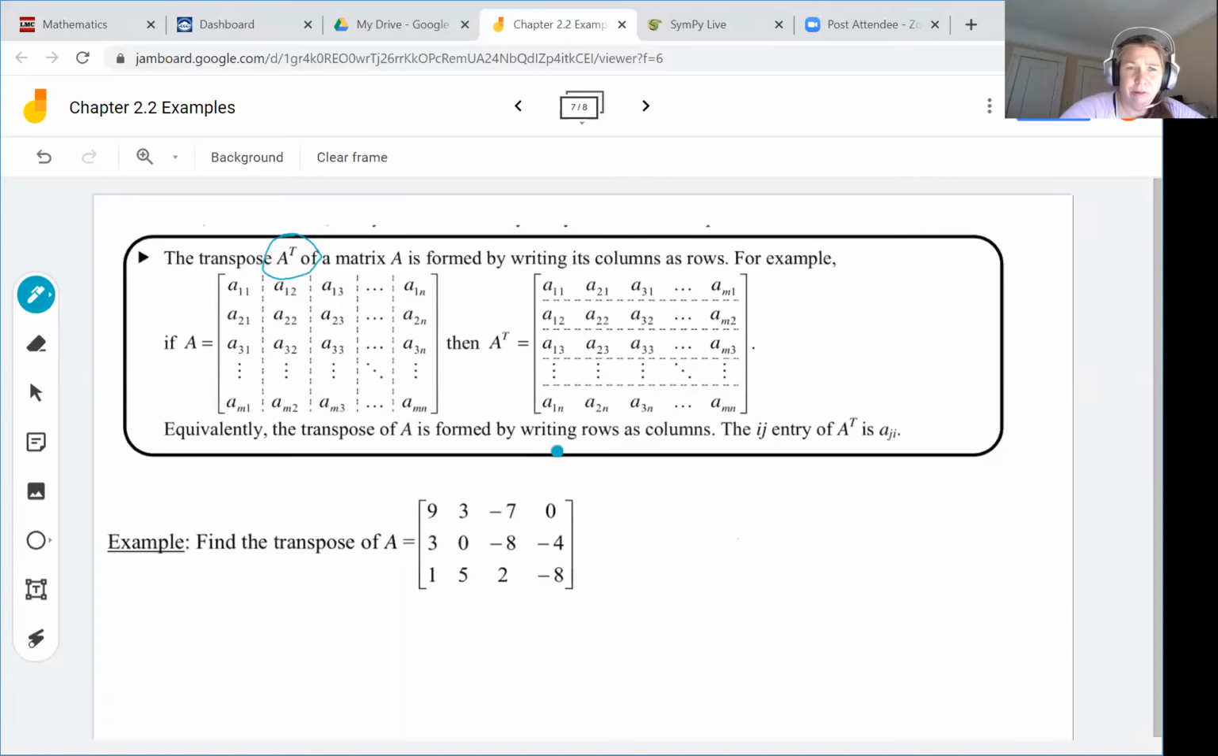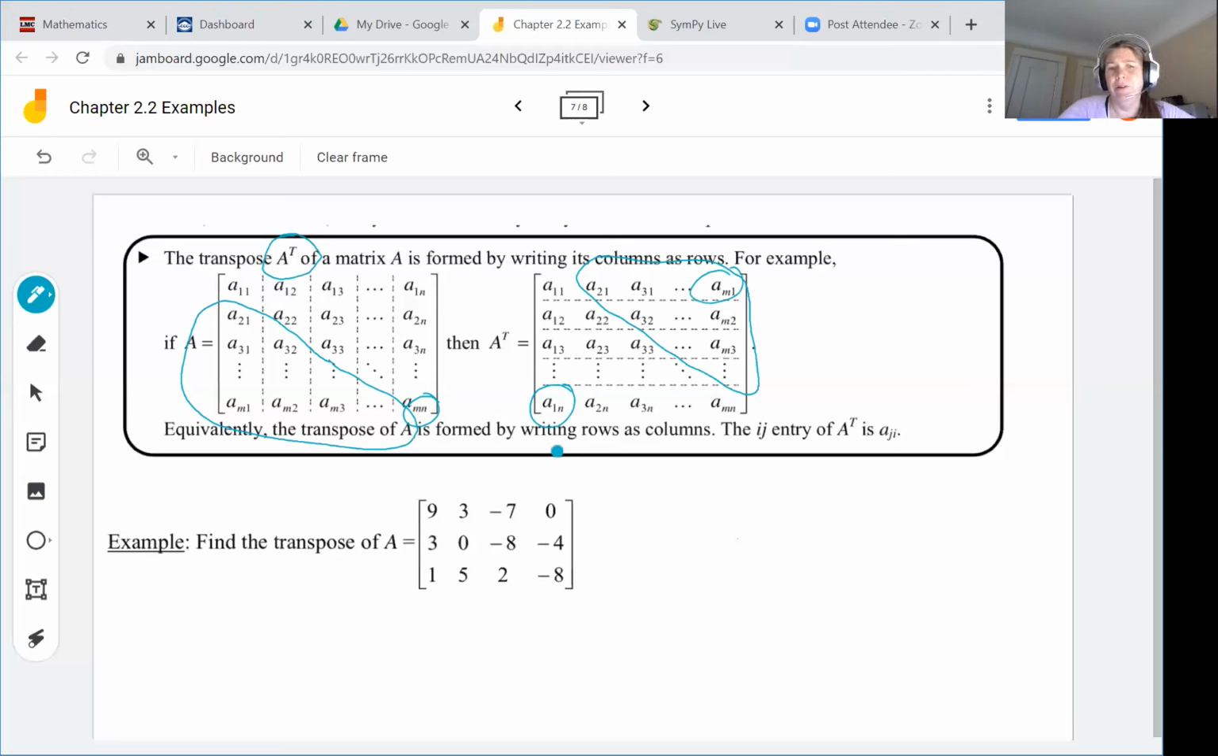Notice here the values in the bottom part of the triangle of the matrix, so A21, A31, all the way through AM1, are replaced over here in the upper triangular part of the matrix. If you have a square matrix, your matrix stays the same dimensions, but if your matrix is not square, then the dimensions flip. Notice A is an M by N matrix, and A transpose is an N by M matrix. Here are the N rows and M columns.